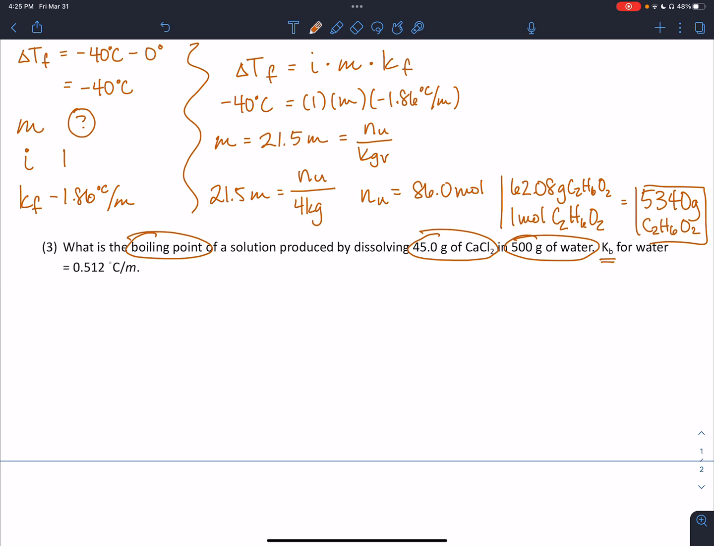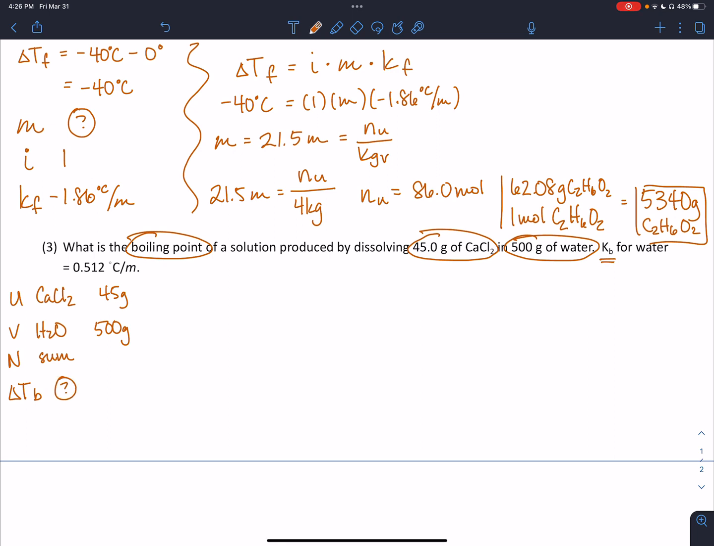All right, so let's see what we know. I realize I haven't done that for the last two. I should have done that. So our solute is calcium chloride, and our solvent is water, and the sum of the two gives us our solution. We have 45 grams of our solute dissolved in 500 grams of our solvent. If we want to calculate the boiling point, we're going to need to figure out the change in that boiling point. So that's our goal in this problem.